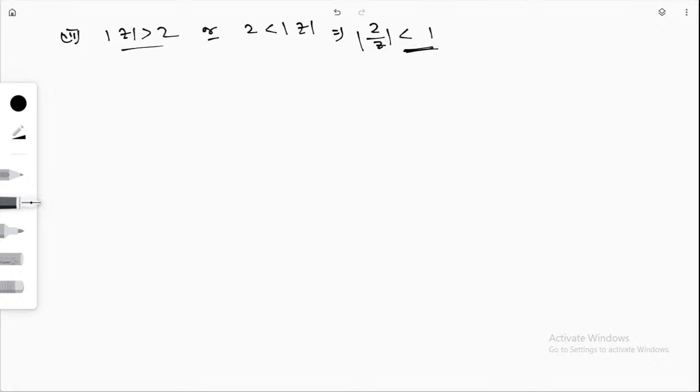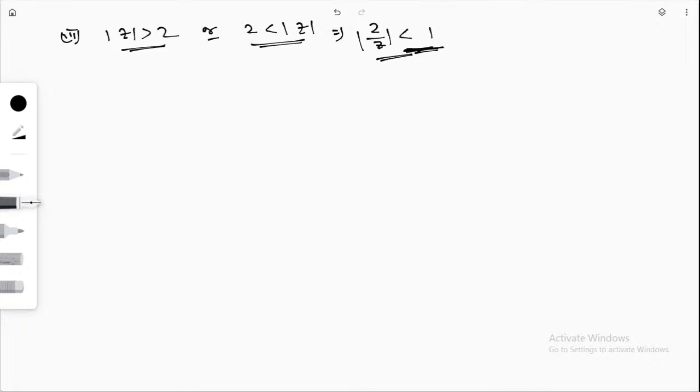So if mod z is greater than 2 is given to you, first I will write that 2 is less than mod z, then I will divide by mod z on both sides such that I get 2 by mod z is less than 1. So the right hand side is less than 1. Then after doing this, since 2 by z is less than 1, whatever I solve here, all these will be powers of 2 by z.